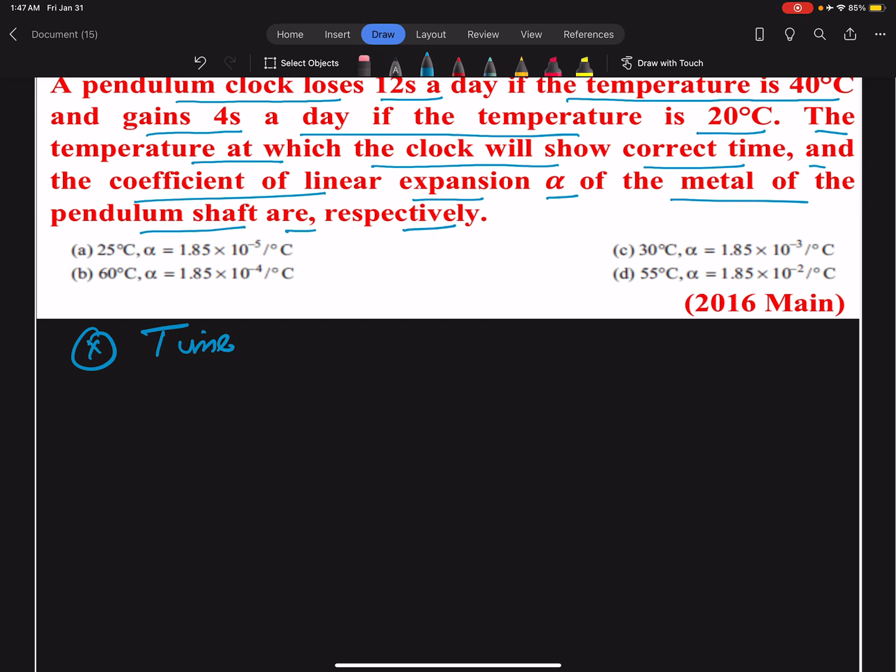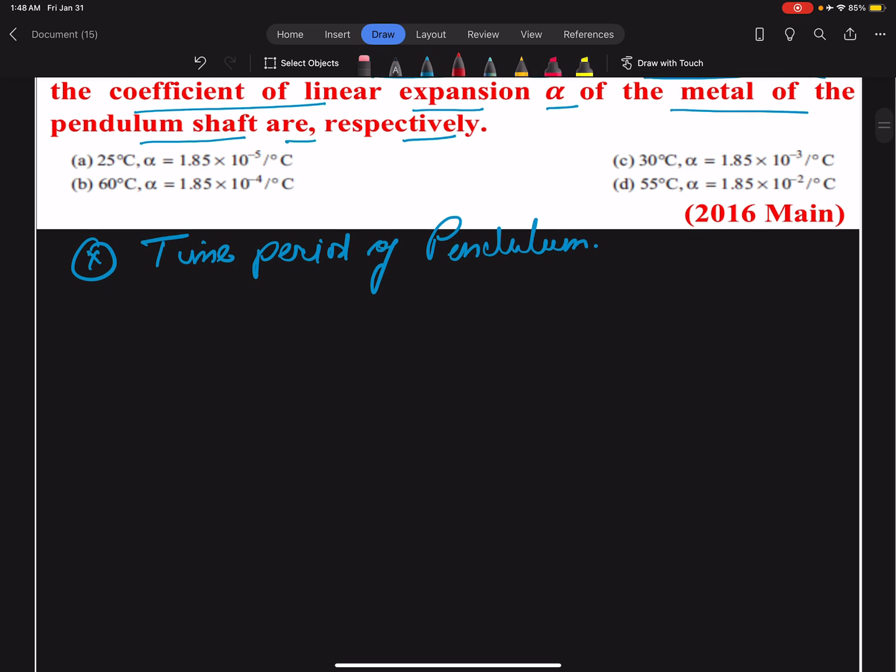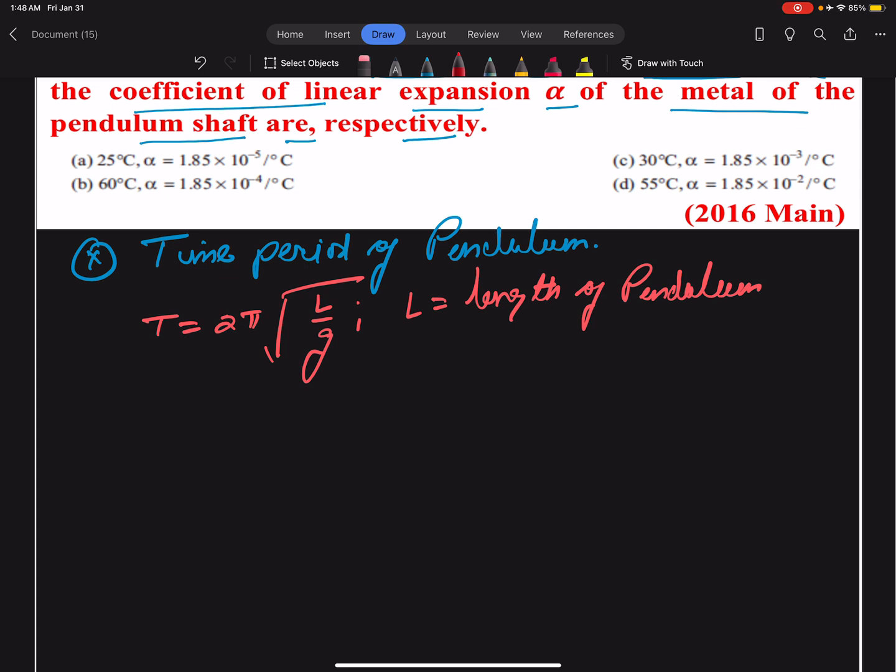So we know the time period of pendulum, if it is represented as T, then T is equal to 2 pi root of L upon g, where this L is the length of the pendulum and g will be the acceleration due to gravity.